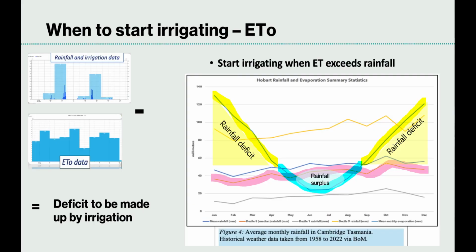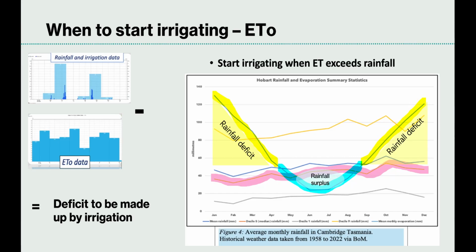The graph on the right shows historical monthly rainfall and monthly ET data for Hobart. The red horizontal line is median rainfall, and the dipped line is ET. Highlighted in yellow to show months of the year when ET is higher than rainfall, and in blue to show the times of the year when ET is below rainfall. So you've got a rainfall surplus in winter and a large rainfall deficit either side for summer.